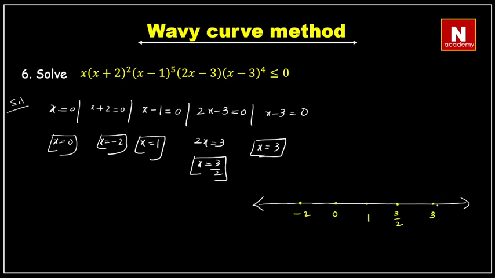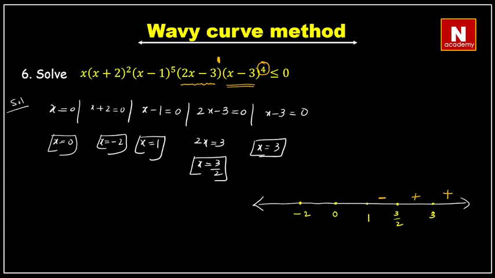Next step: what is the largest critical point? 3. So on the right hand side of 3 we have to start with a positive sign. So this is plus. Now at 3, observe the power of x - 3 is 4. 4 is even, that's why there is no change in the sign while crossing at 3. Therefore again this is plus. No change in the sign. Next at 3/2, the power of 2x - 3 is 1. 1 is odd, that's why at 3/2 the sign changes from positive to negative.